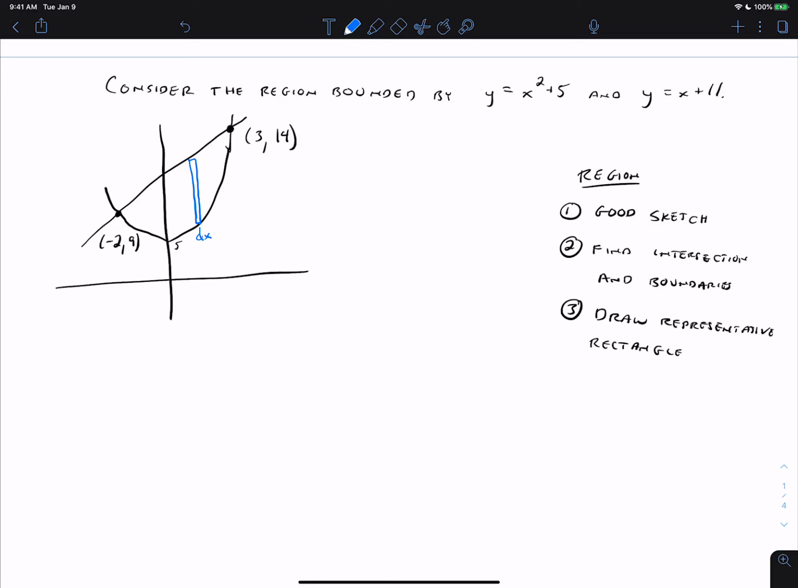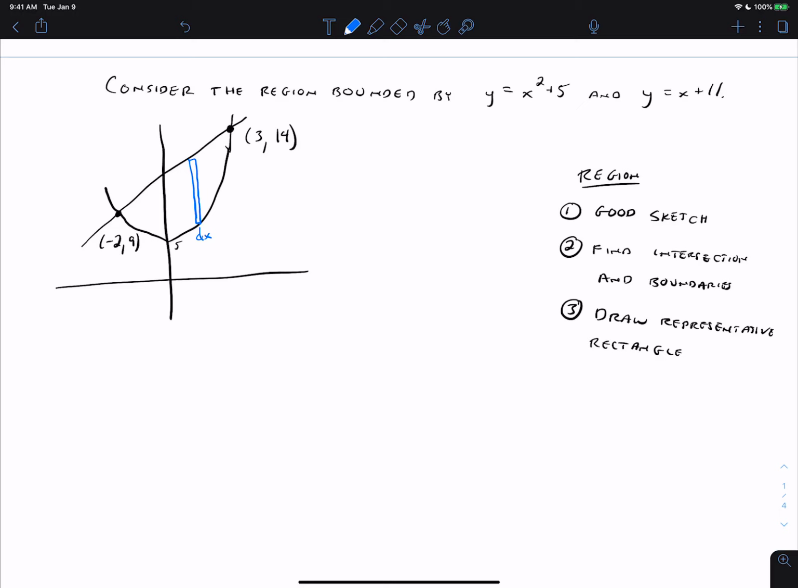For most of the region from negative 2, 9 and up, the left boundary would be on the line. From negative 2, 9 down to 0, 5, the left boundary would be on the parabola. That would mean that every problem we do, we would need to set up with two separate setups. That's completely fine to do. It's just harder, so if we can avoid that, we do.